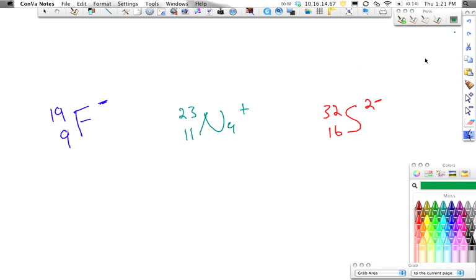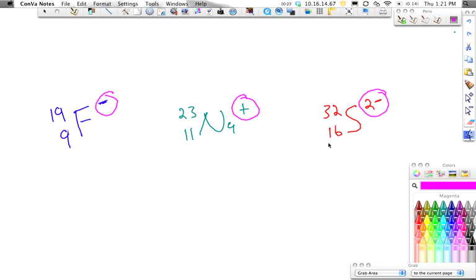Okay, guys. Now, on this one, we're going to talk about ions. We can see that these are written in nuclear symbol notation, but the one thing that's different in all of them is that every single one has a charge. Now, for finding protons and neutrons, it's going to be the same.